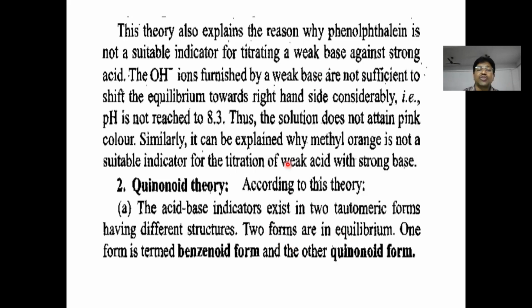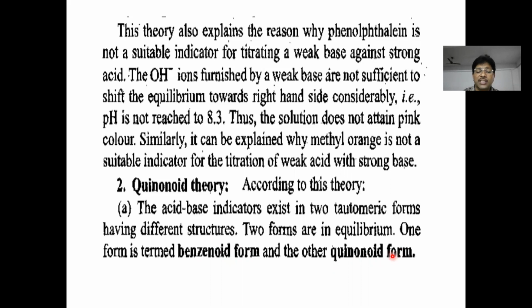According to Ostwald's theory, what happened? The undissociated molecule and its ions will be in equilibrium. Ions and molecules will be in equilibrium. But here in quinonoid theory, what are the two forms? Tautomeric forms. The two tautomeric forms will be in equilibrium. One form is termed benzenoid form. One tautomeric form name is what? Benzenoid. And the other form is called quinonoid form.